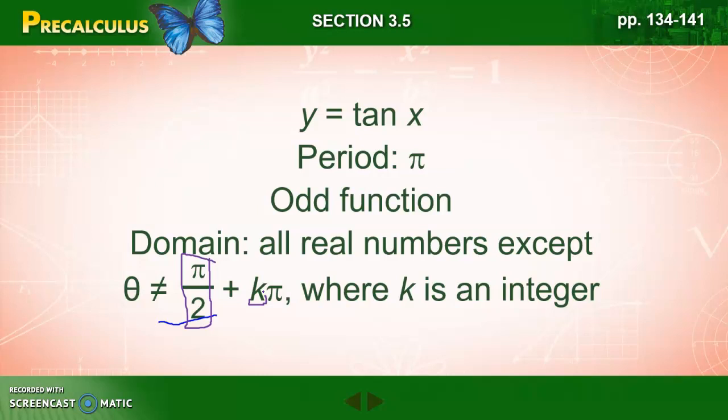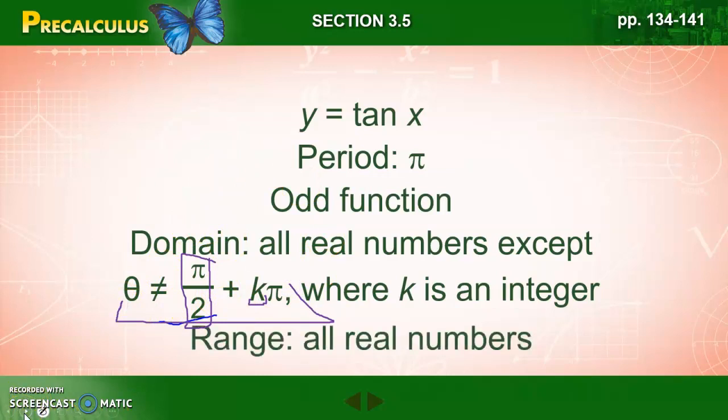So our domain is all real numbers except for where cosine is undefined, and the formula for where cosine is undefined is this. Our range is all real numbers. Those tangent graphs will keep on going down and keep on going up, and our ranges are y values.